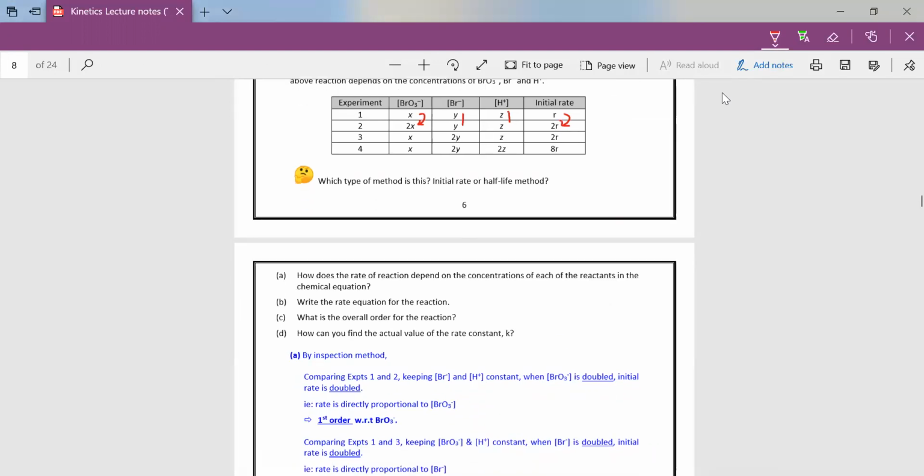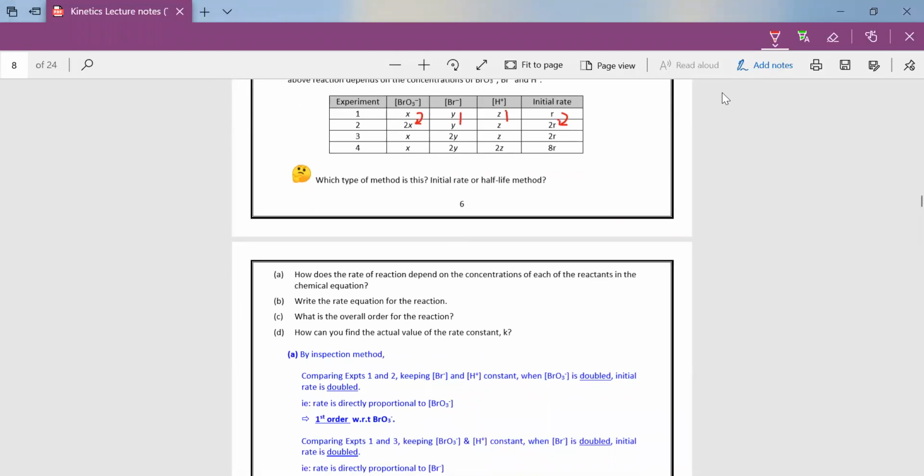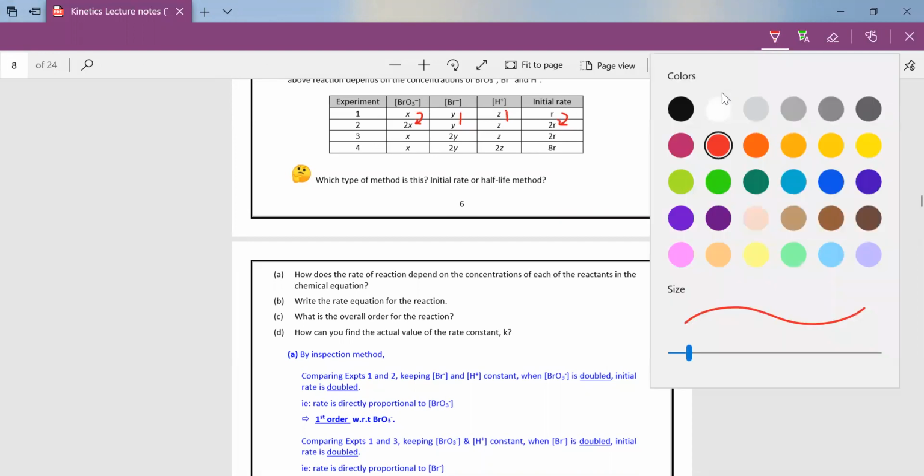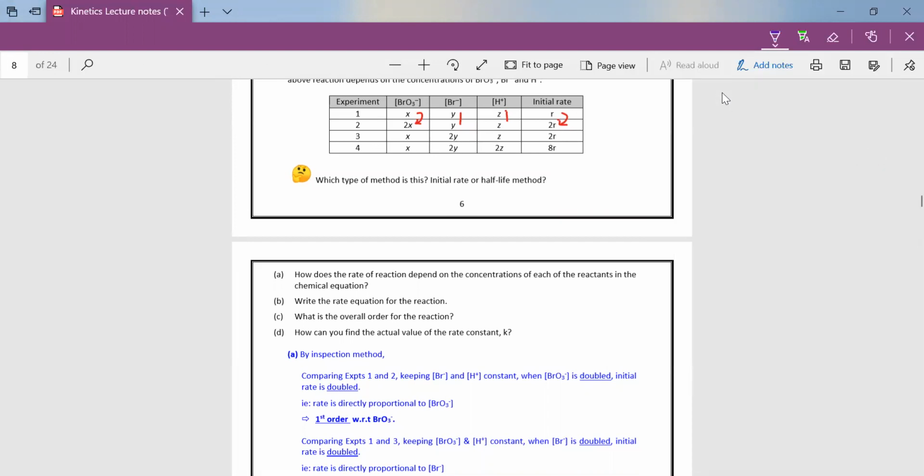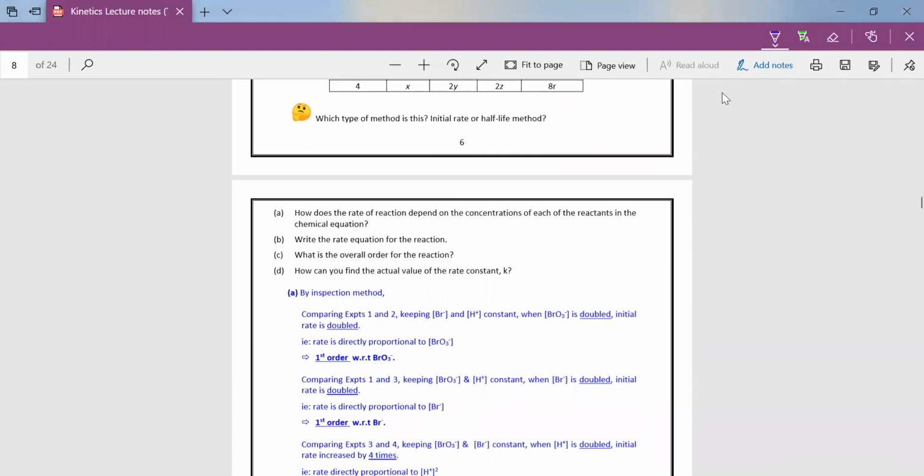Okay, so if we compare experiment 1 and 3, I'm going to use a different color. 1 and 3, what is being kept constant? Bromate is now kept constant. H plus is still kept constant. And we see that the Br minus is doubled. What happens to the rate? It also doubles. So basically the order of reaction is also 1, directly proportional to Br minus.